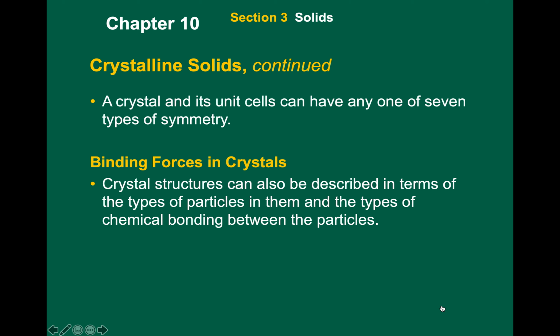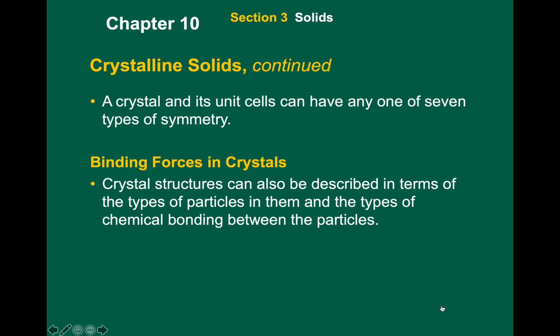All right, so that being said, we have binding forces to talk about. So we're going to talk about the crystal and the unit cells in general. There are 7 different kinds of symmetry. Those 7 types of symmetry are listed in your book. You do not need to memorize them, but do know that there are 7 of them, and do understand that each one has a different kind of shape to bring to the table. So if you look them over, they're on page 327.